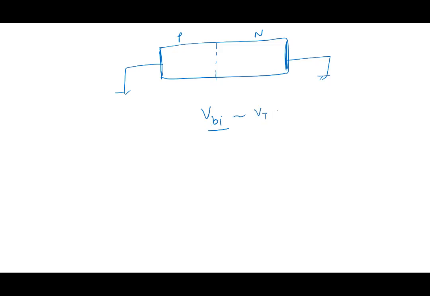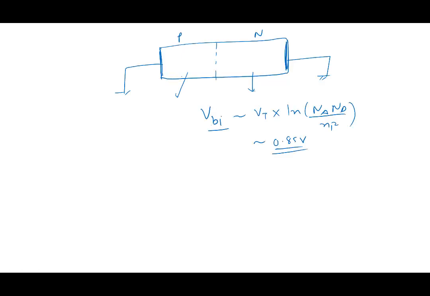We can show that this is equal to VT ln(Na Nd / ni squared) and all that. We can calculate this value. A typical value you can think of is 0.85 volt or so. It could be 0.9, it depends on doping. So there is a built-in voltage here. We are saying this region is higher than this region here, N and P. This region is at a higher potential compared to this. By how much? By 0.85 volt. And there is a depletion region here. That's where the electric fields are.